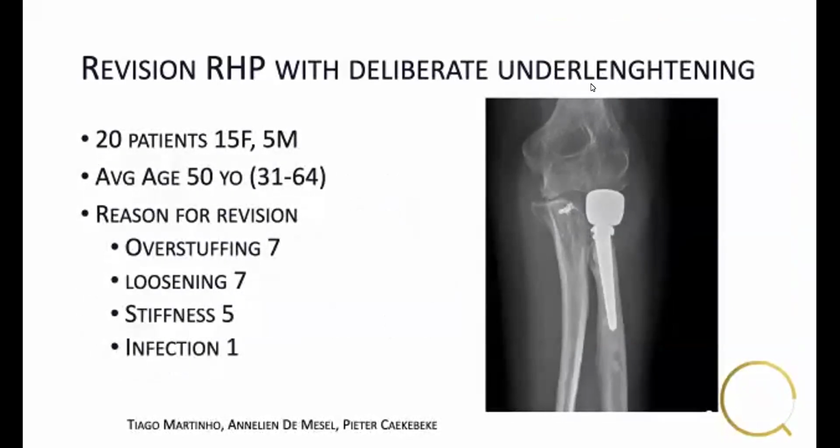Tjarco Martino is looking up our results and hopefully we'll get this published soon. We included 20 patients, average age of 50 years. The reason for revision was overstuffing, unfortunately probably something that could be avoided, loosening, stiffness and infection.